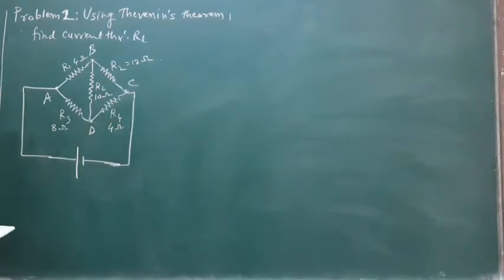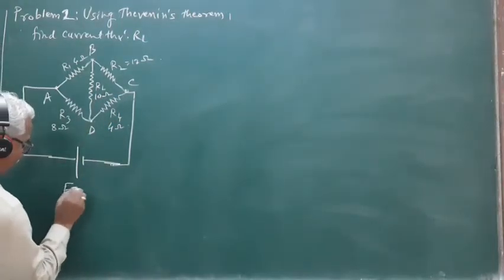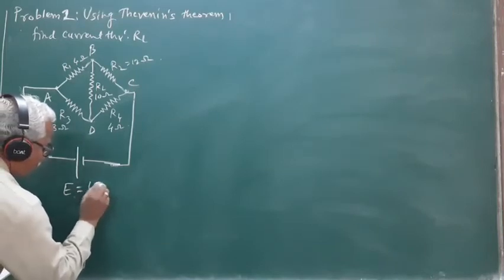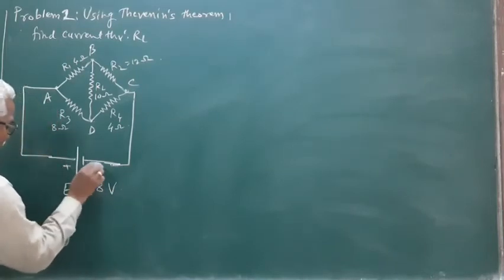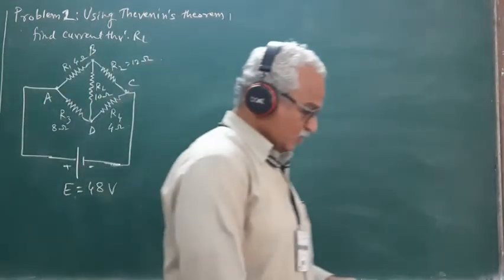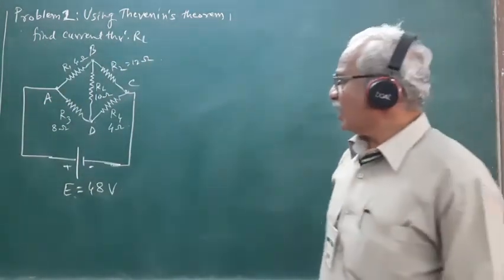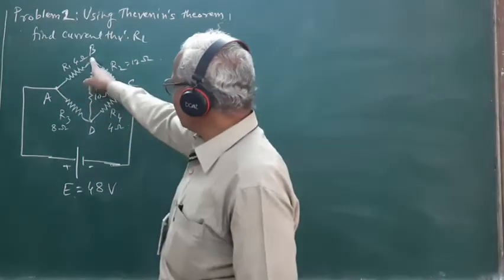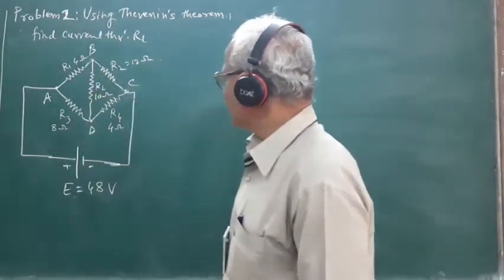So the source of EMF has the value of 48 volt. The source of EMF is of 48 volts. So in this network, you are asked to find out the value of the current flowing to this load resistance RL.